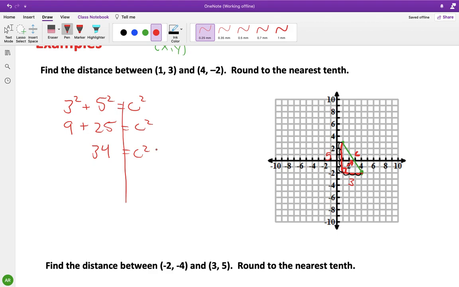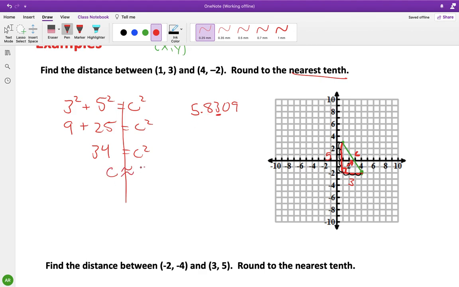But I have a calculator in front of me, so I'm going to go ahead and plug 34 in. And it is 5.83095. If I want to round to the nearest tenth, that means I look at the hundredths place right there. That is 3, which is less than 5, which means I'm just going to leave that 8.